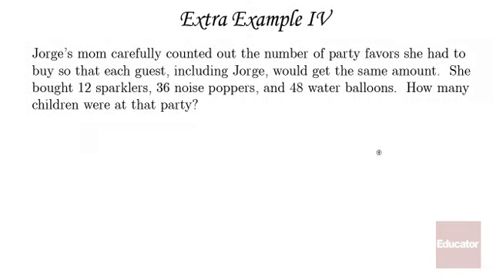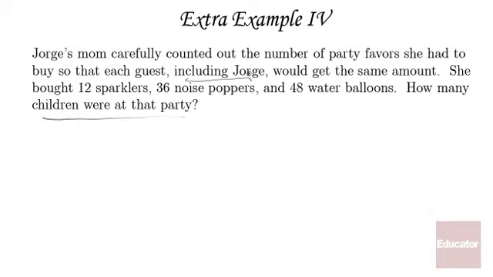George's mom carefully counted out the number of party favors she had to buy so that each guest, including George, would get the same amount. She bought 12 sparklers, 36 noise poppers, and 48 water balloons. How many children are at that party? So we're going to be including George.